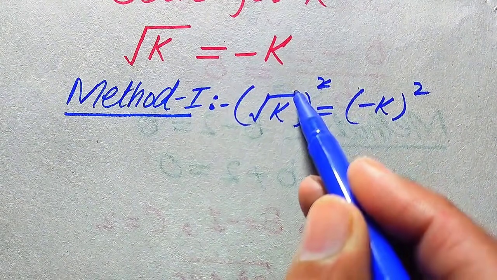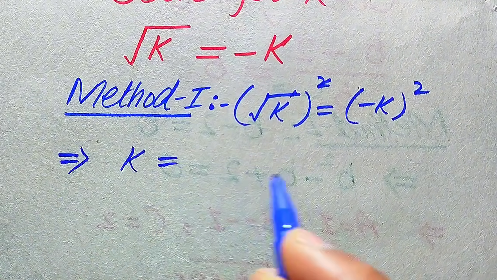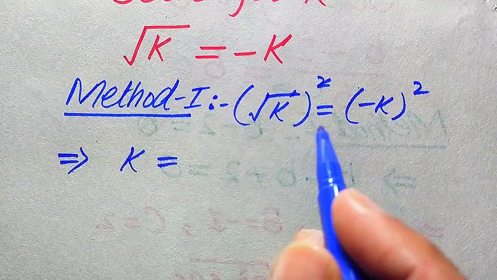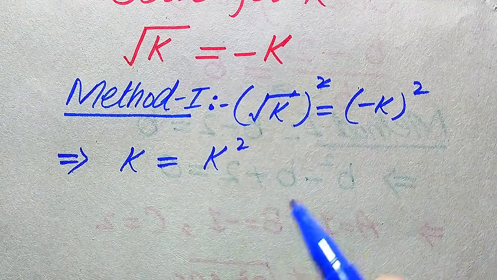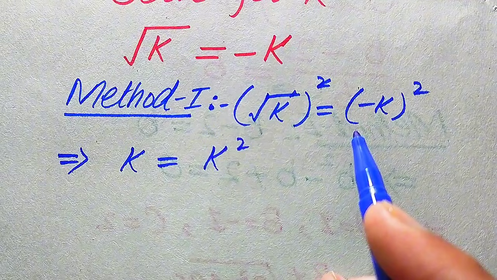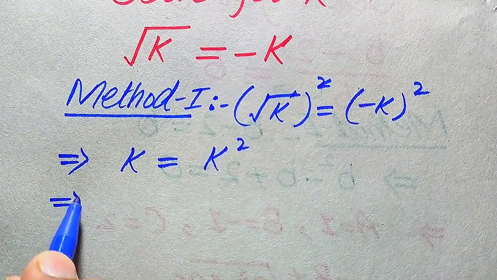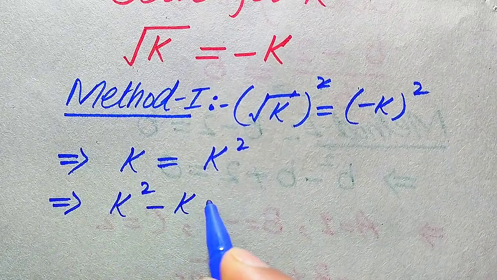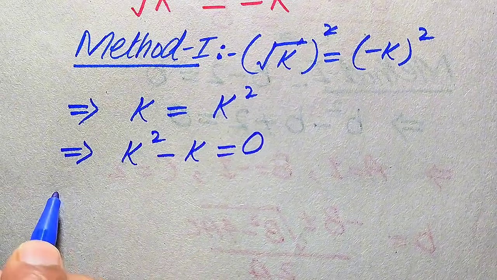Now you see the square and the square root are gone, and we get k equals minus k whole squared. Minus k squared becomes plus k squared, because when we square a negative term it becomes positive. Further, we move k from the left hand side to the right hand side, and it becomes k squared minus k equals 0.